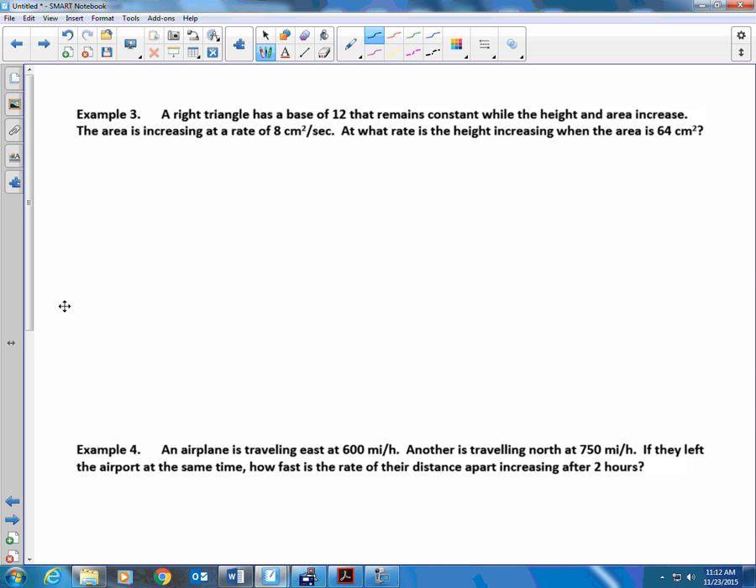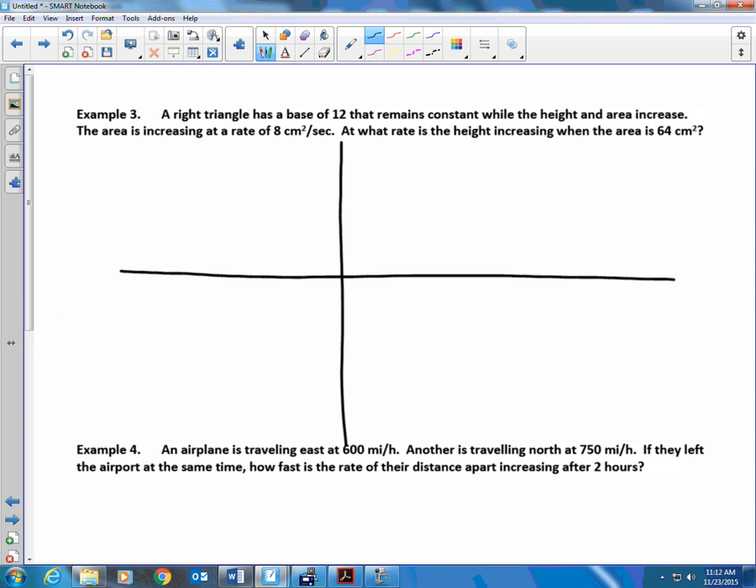So a right triangle has a base of 12 that remains constant while the height and area increase. So I have a triangle. What's changing with the triangle? Height and area, and what other part of the triangle would be changing?